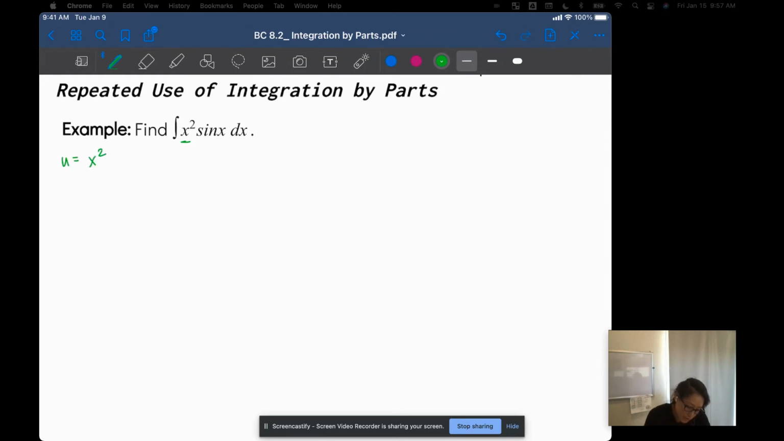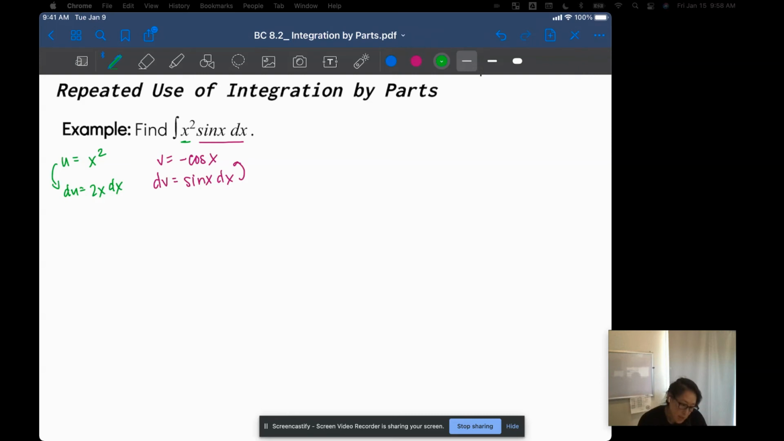One of the reasons why I chose x squared instead of sine is that eventually, if I take the derivative enough times, I'll end up with a derivative of 0. Whereas when I take the derivative of sine, it's just a cycle. It keeps giving me a different function, it's never ending. Okay, so I get dv is equal to the sine of x dx. Then I'll take the antiderivative, giving me negative cosine of x, and the derivative of u, du, is equal to 2x dx.